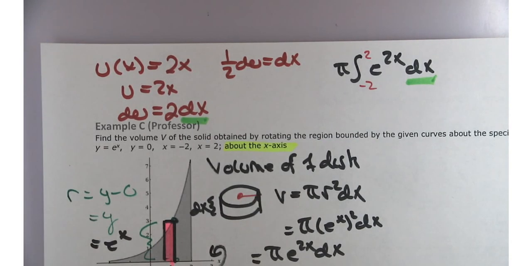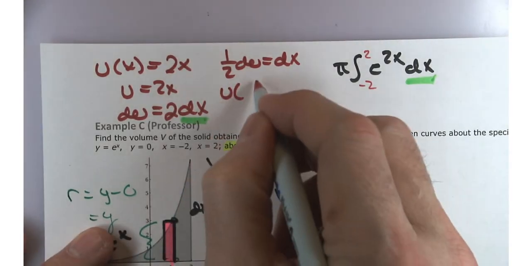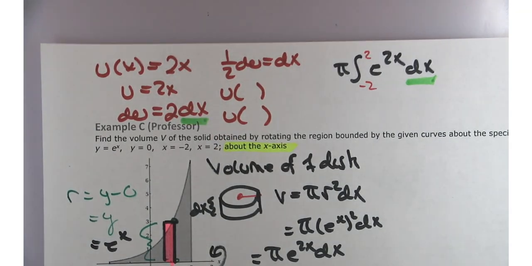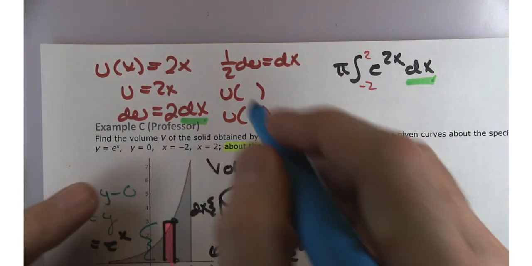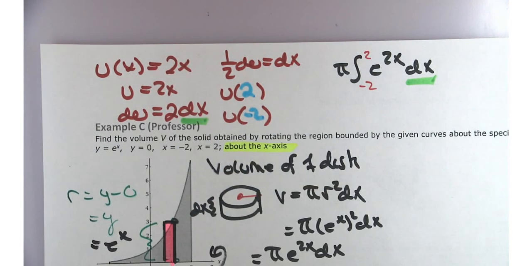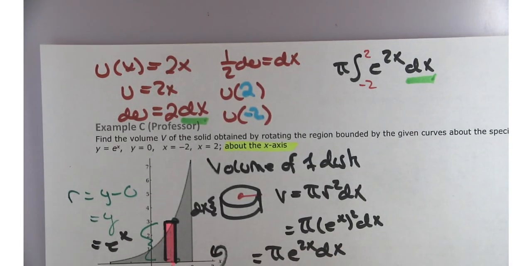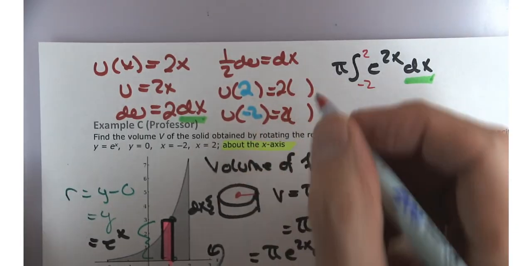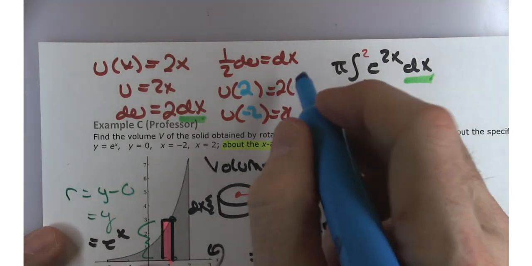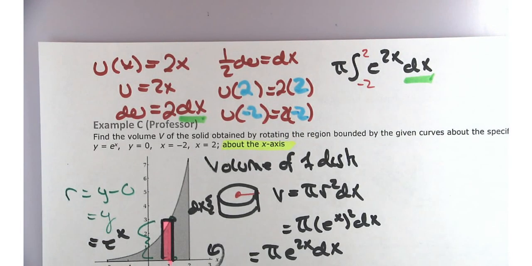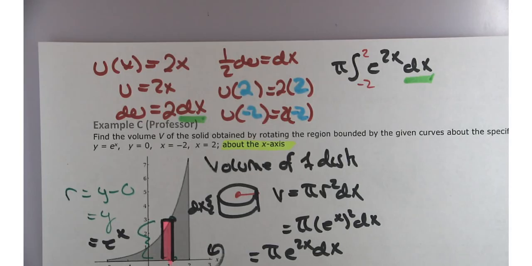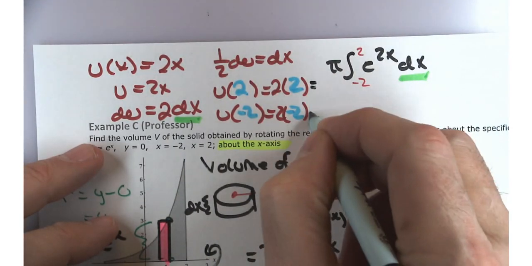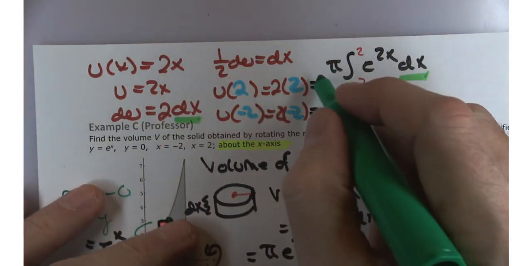So let's see, I'll do it this way: u of 2 and u of negative 2. So 2 times 2 and 2 times negative 2, and I'll get some new limits. Those limits are going to be 4 and negative 4, respectively. Okay, good. Let's put those in here. Equals, 4 and negative 4.